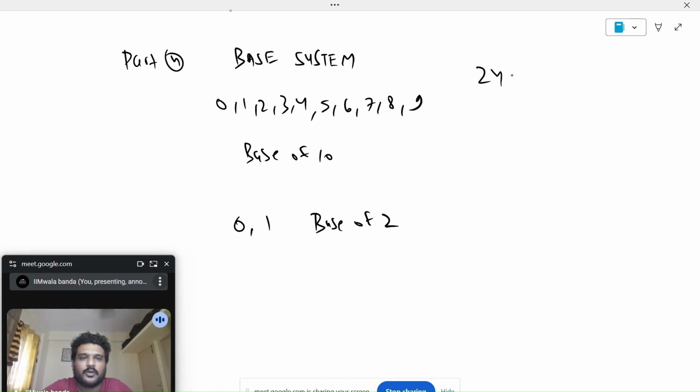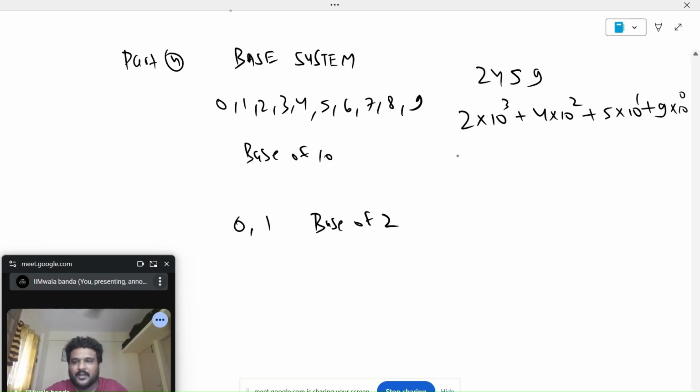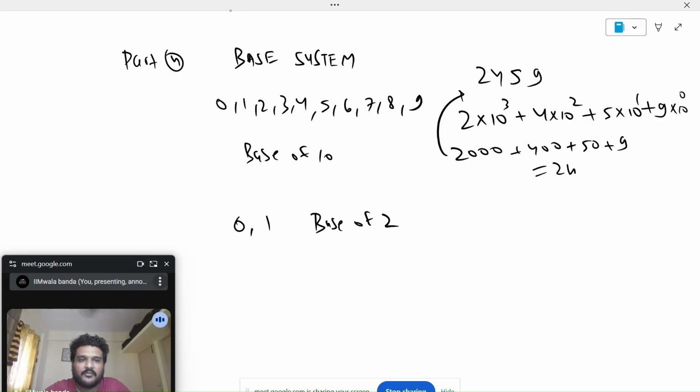Let's say 2459. How do you know that this is in base 10? Because it is 2 into 10 to the power 3, plus 4 into 10 to the power 2, plus 5 into 10, plus 9 into 10 to the power 0. Correct? This is basically 2000 plus 400 plus 50 plus 9. This is the basic of addition, and we get to 2459.